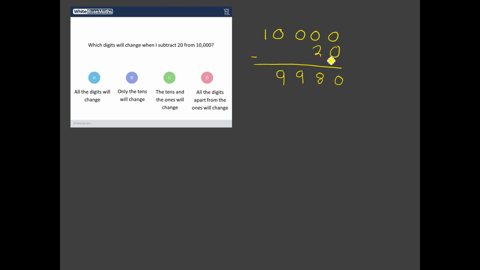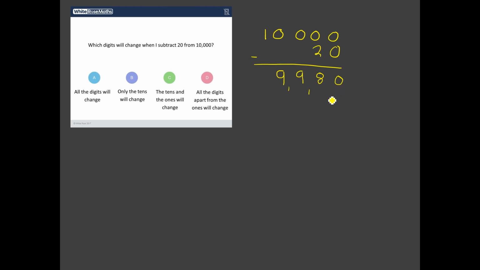Now, is there any way I can check that that's right? Well, yeah, I can. I can just add these two on. I can do 9,980, add on 20 and see what I get. 0 plus 0, 0. 2 plus 8 gives me my 10. If I carry my 1 down, 9 plus 1 gives me my 10. Carry my 1 down, 9 plus 1 gives me my 10. So 10,000 subtract 20 is 9,980.